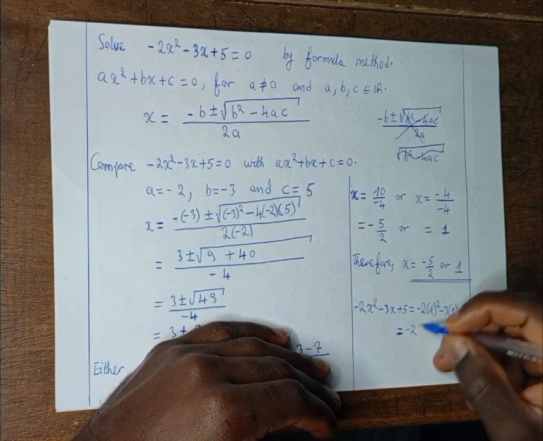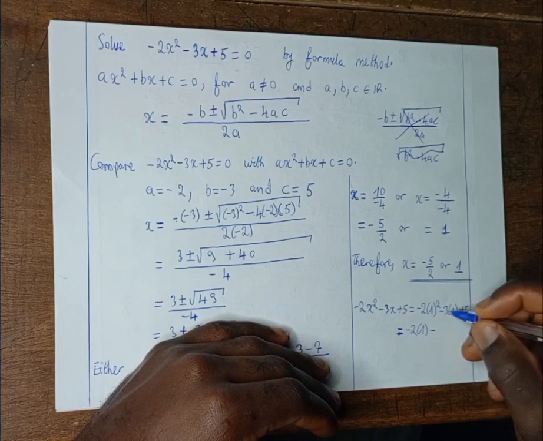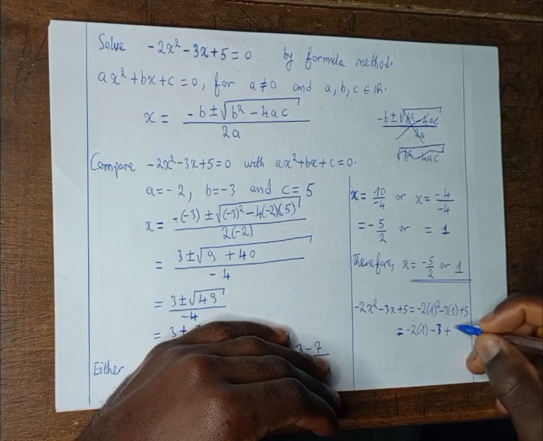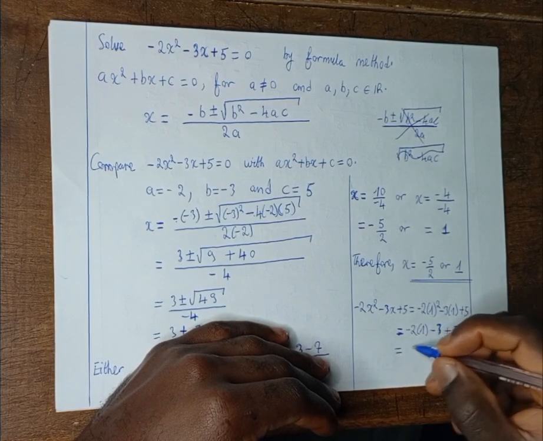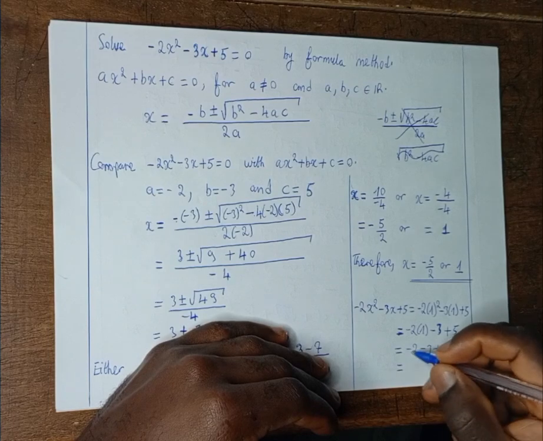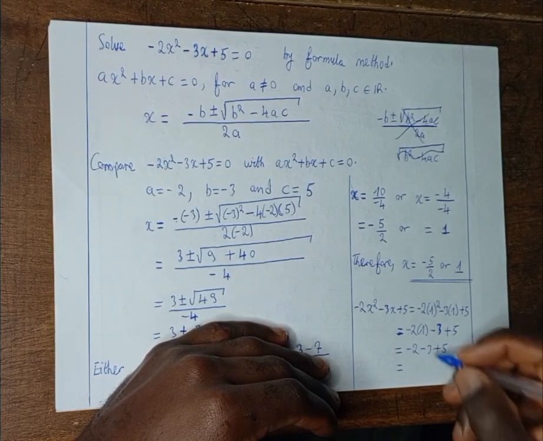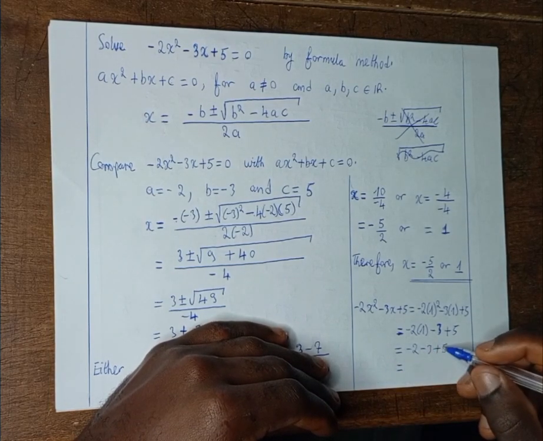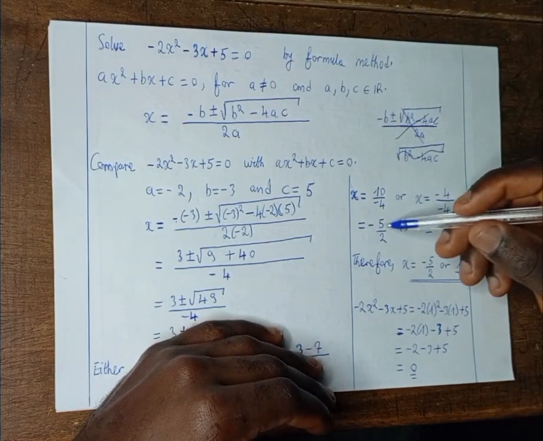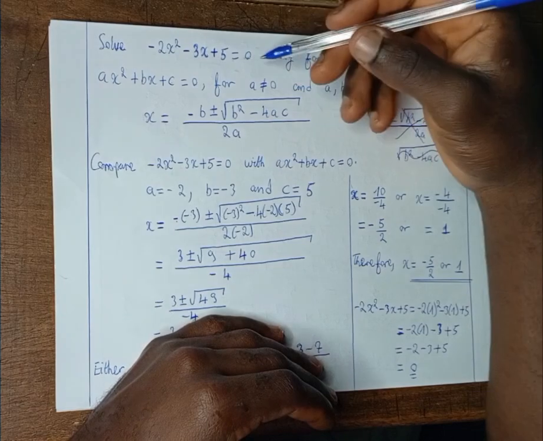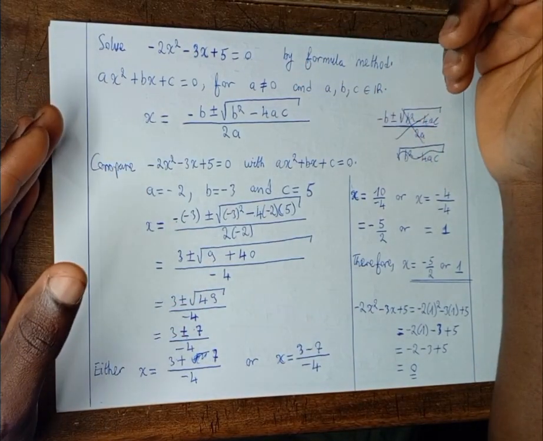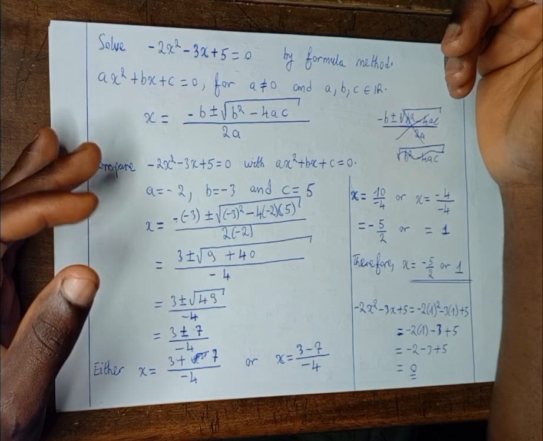This will simply be equal to negative 2. We know that 1 squared is simply 1, minus 3. 3 times 1 remains 3, plus 5. So this will be equal to negative 2 minus 3 plus 5, which is equal to negative 2 minus 3 gives us negative 5. Negative 5 plus 5 is equal to 0, which is true. The same thing, if you replace x with negative 5 over 2, you simplify, you still obtain 0. So this is how we solve quadratic equations by making use of the formula method.